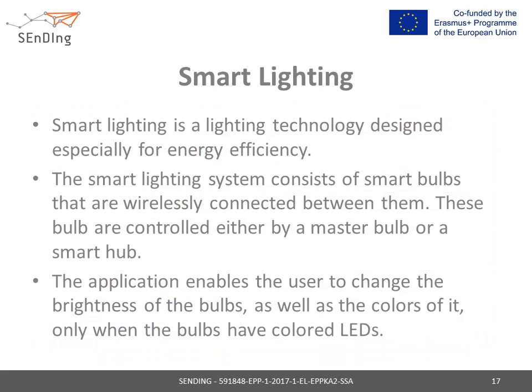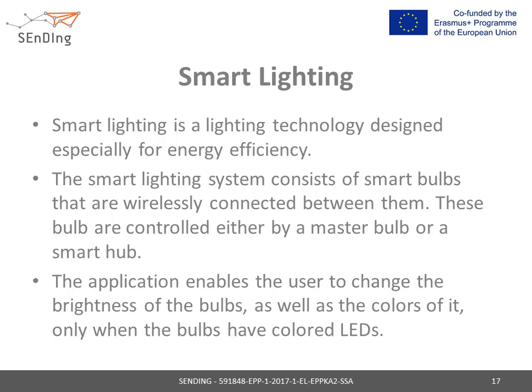Smart lighting. Smart lighting is a lighting technology designed especially for energy efficiency. In other words, smart lighting is lighting that can be controlled from a smartphone application. The smart lighting system consists of smart bulbs that are wirelessly connected between them. These bulbs are controlled either by a master bulb or a smart hub. The application enables the user to change the brightness of the bulbs, as well as the colors, only when the bulbs have colored LEDs.